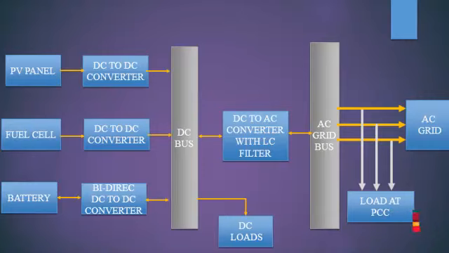In the DC bus the DC load is connected. After that, one inverter is connected, that is a DC to AC conversion with LC filters for regulating the harmonics. After that, that output is fed into the AC grid bus. The AC grid bus is connected to the AC grid, and also at the point of coupling one load is connected in parallel. So the overall process is conversion from DC to AC. Finally the load is an AC load.